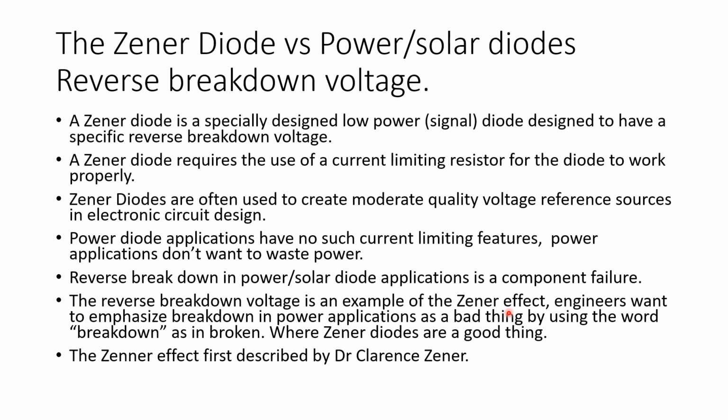The reverse breakdown voltage is an example of the Zener effect. Engineers want to emphasize breakdown in power applications as a bad thing by using the word breakdown as in broken, whereas Zener diodes are a good thing. And there's Dr. Clarence Zener.